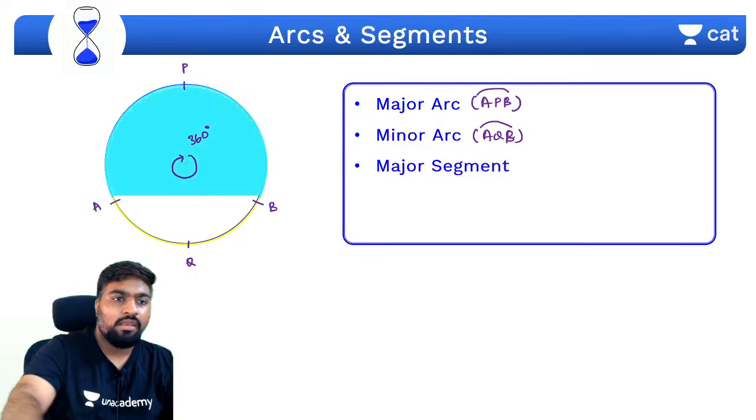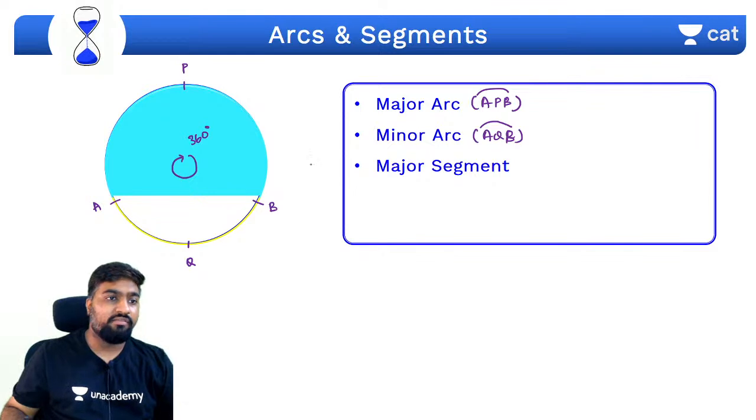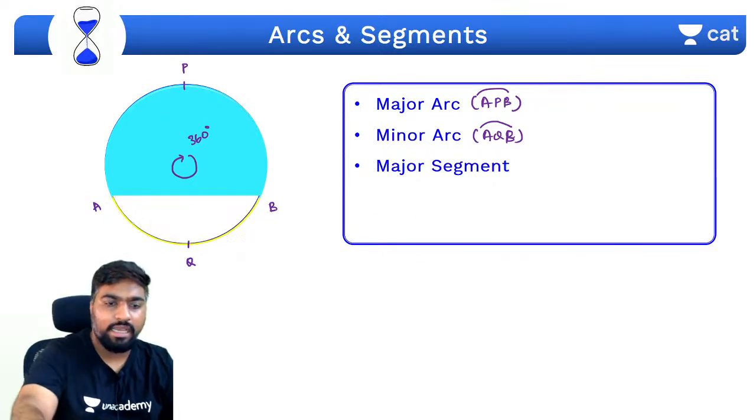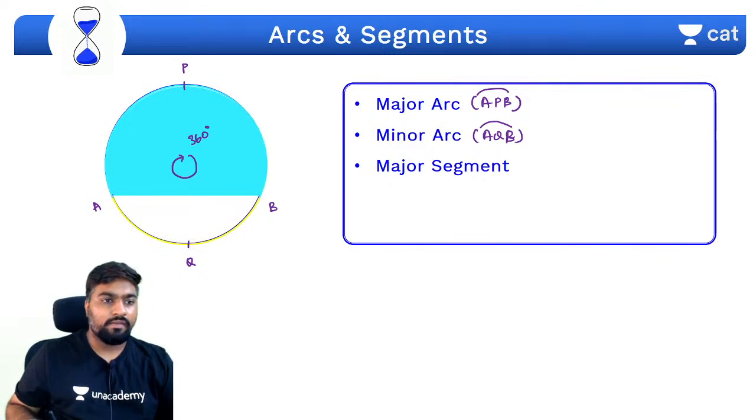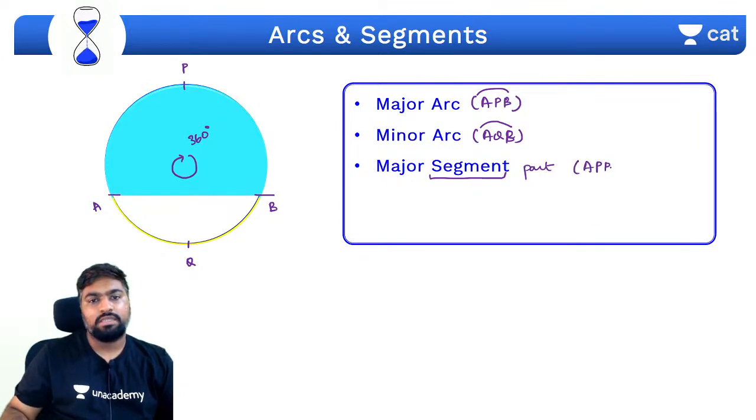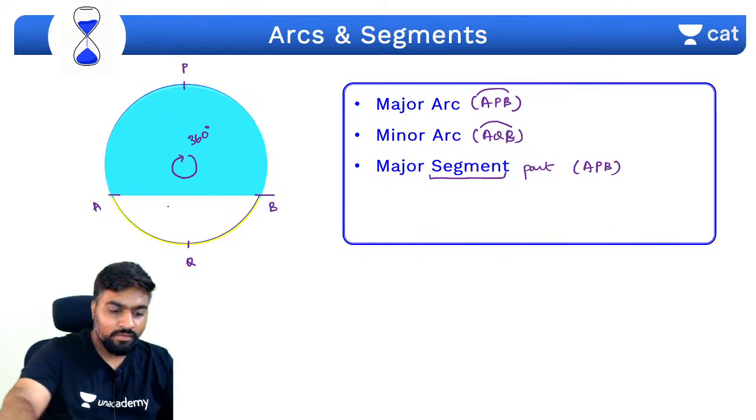Okay. Now what's called a segment? When two arcs cover the entire circle, using these two arcs, let's say arc AB and APB, it makes a segment. A segment is nothing but a part of the circle. Major segment is a part. So here the segment APB becomes the major segment because it covers more than half the area.